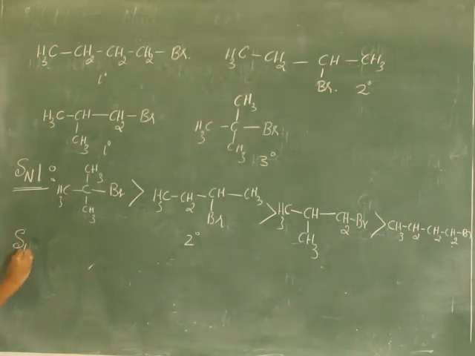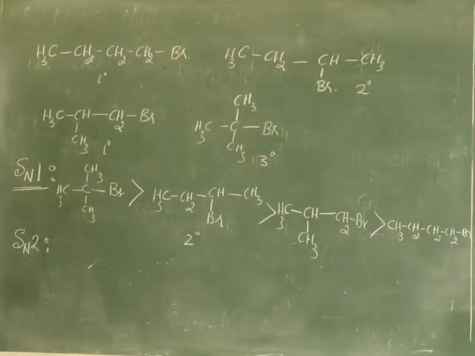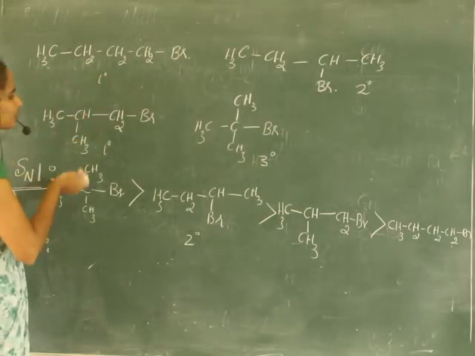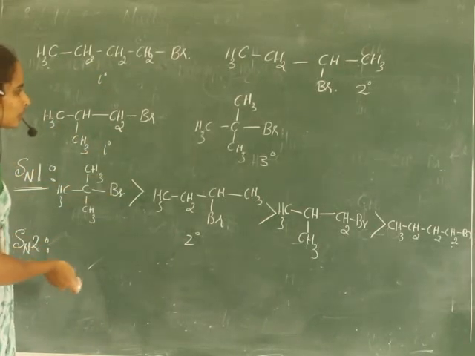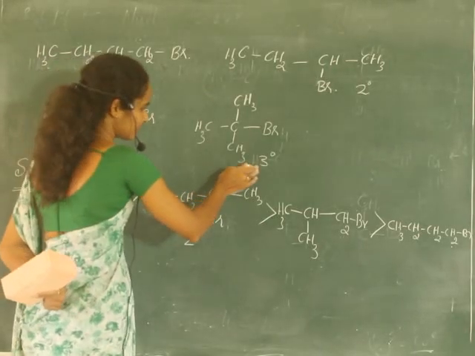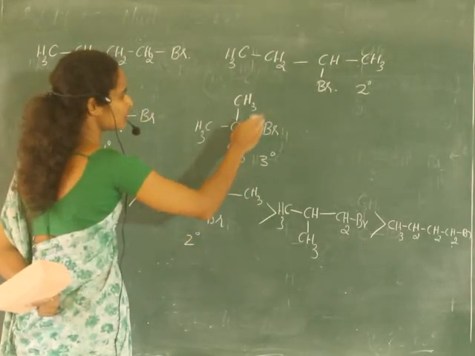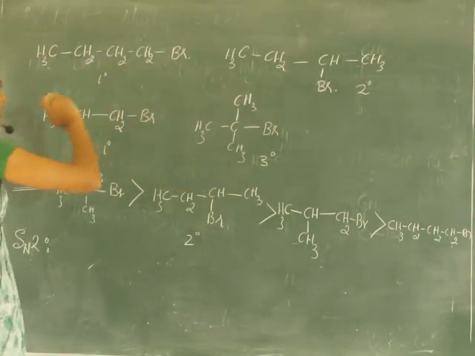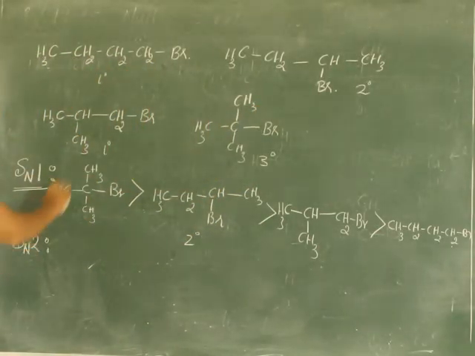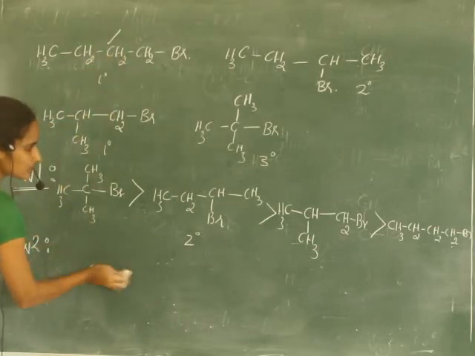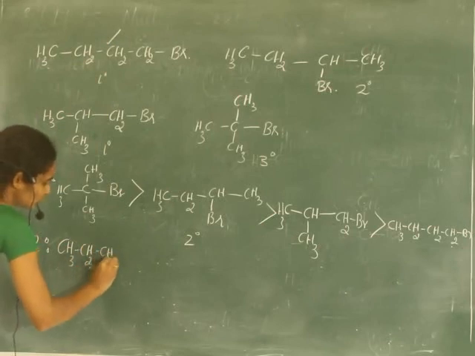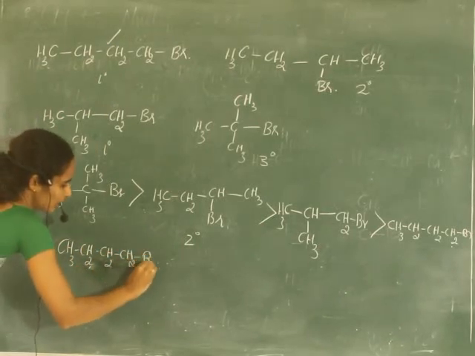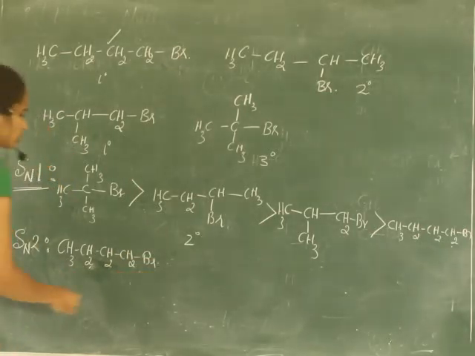Now about the SN2 reaction. As we know, the lesser the bulky groups, the greater will be the reaction. Here tertiary reactivity is less. Next is secondary, and the highest reactivity we can observe is in primary. Hence first is CH3CH2CH2CH2Br, which will undergo the SN2 reaction.